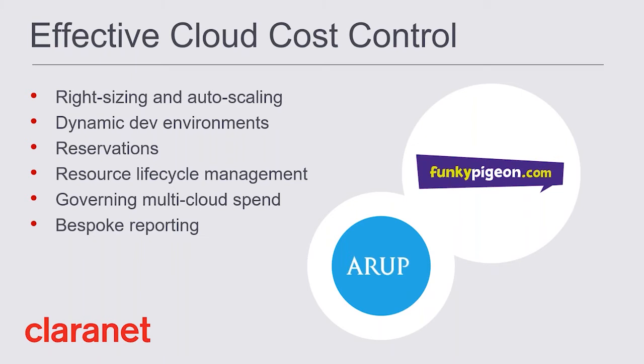The big topic in the middle there, as Sandy initially pointed out, is reservations. The example that we have here is Funky Pigeon, where we saved them 40% of their overall cost by purchasing 1-year reservations for them. This is the big ticket item.